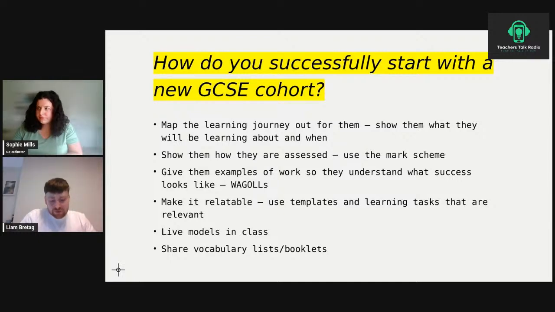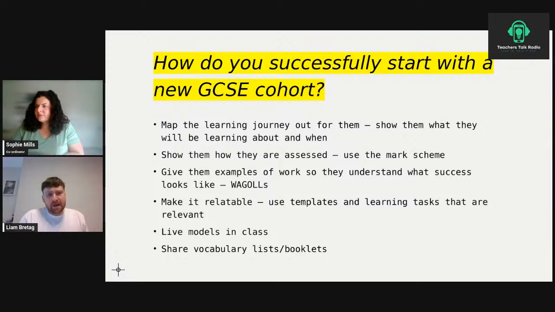Doing live models in class as well, because sometimes textbooks can be a little bit dry, and you need to reinvent the wheel a little bit sometimes when you are going through things. So doing it either through a visualizer or going through on the board, I think is really, really good.